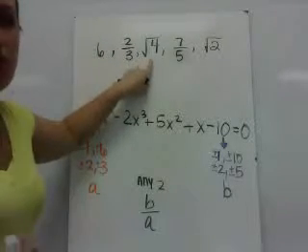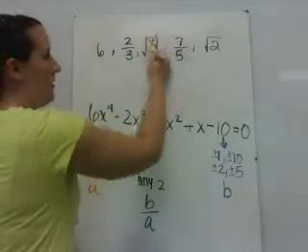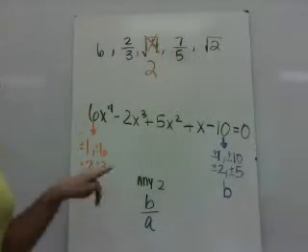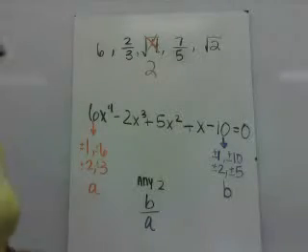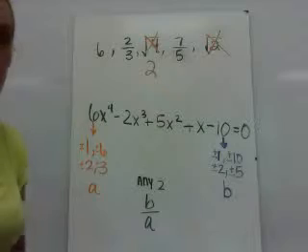Now even though this is a radical, the square root of 4 is 2. And 2 is a rational number. 7 over 5, rational. Square root of 2, not rational. 2 is not a perfect square.